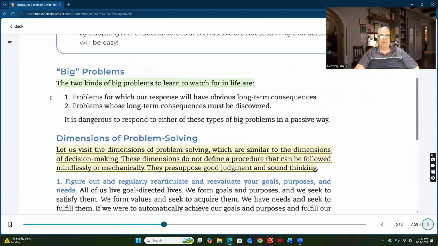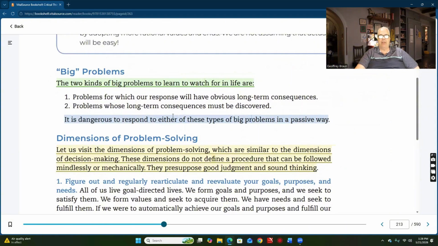Our lucky number two. The two kinds of big problems to learn to watch for in life are problems for which our response will have obvious long-term consequences, and problems whose long-term consequences must be discovered. Right? It is dangerous to respond to either of these types of big problems in a passive way.